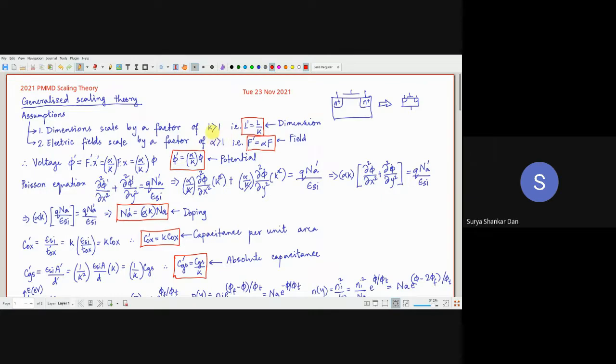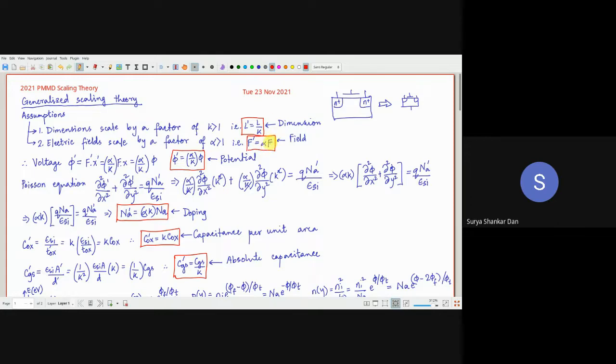This is one factor you have to always keep in mind: in the generalized scaling theory, the scaling factors will always be greater than 1. So F dash is greater than F, and L dash is less than L. The prime quantities refer to the scaled quantities. If L dash is less than L, then k has to be greater than 1 because k is in the denominator. And if F dash is greater than capital F, then alpha has to be greater than 1. That is how the field scales.